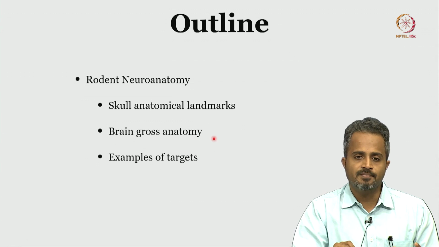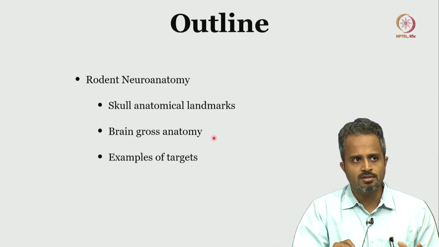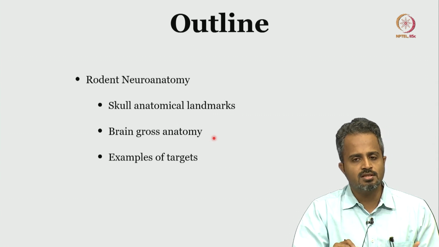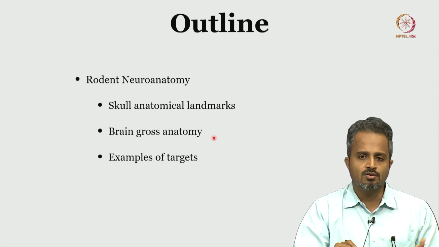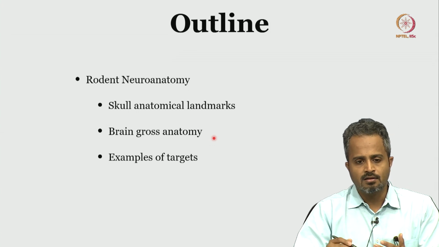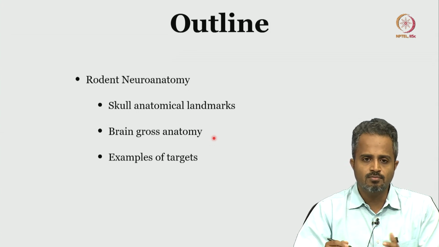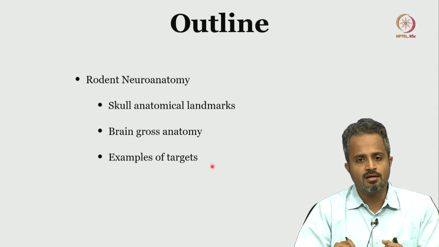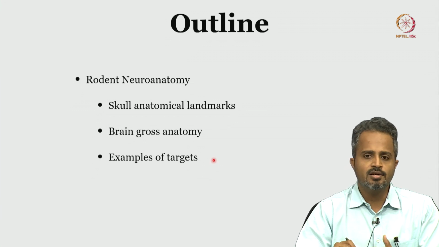grossly what the anatomy of the rodent in study is. I am using the word rodent here because more or less the mice and the rat share a lot of anatomical features, so what is being considered here is mostly the rat anatomy, and some of the slides also have mice anatomy. Overall, the cerebral structure and the various components of the brain are more or less similar. Then I will give you brief examples of the targets, and we will continue with rodent neurosurgery in the next lecture.